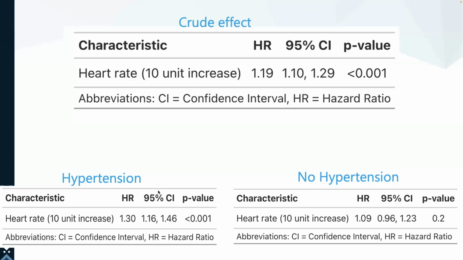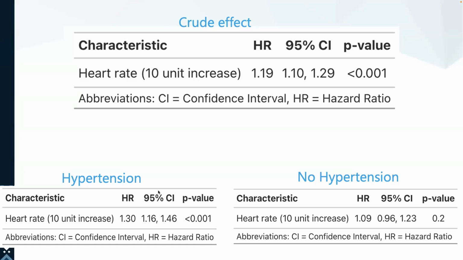We got the hazard ratio for every 10 unit increase in the heart rate. And we can clearly see that for every 10 unit increase in the heart rate at a given point in time, there's a 19% increase in mortality. And this is of course significant because we see the 95% confidence interval does not include the null value, which is 1.